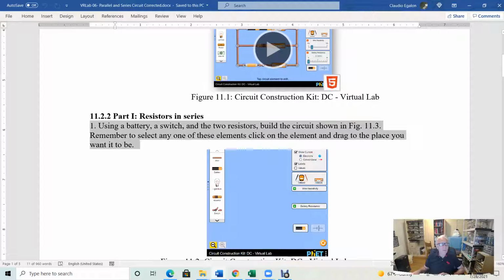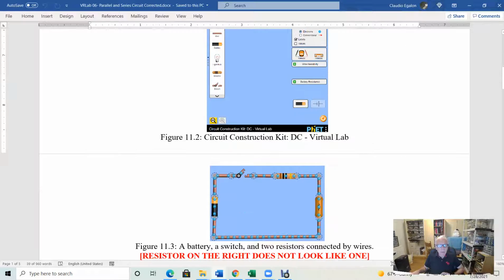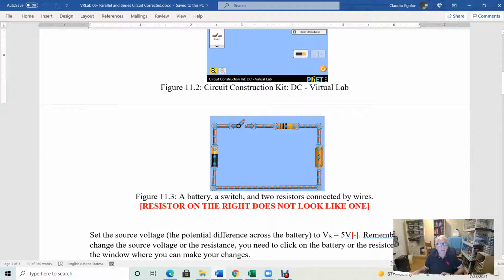Resistors in series. You already know what a resistor looks like; I showed that to you before. Resistors in series is when you put one resistor after another. That's what it is. Two resistors and a switch. Build the circuit shown in figure 11.3. Figure 11.3 is this one right in here.